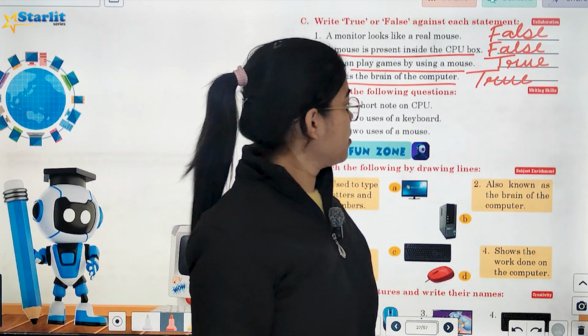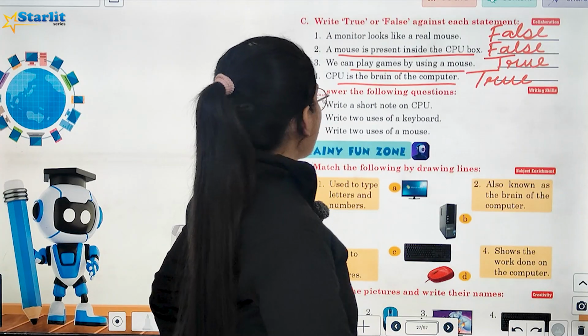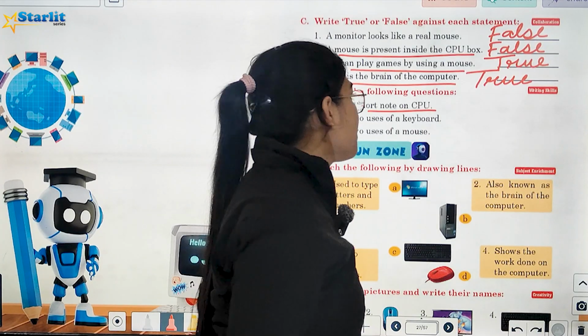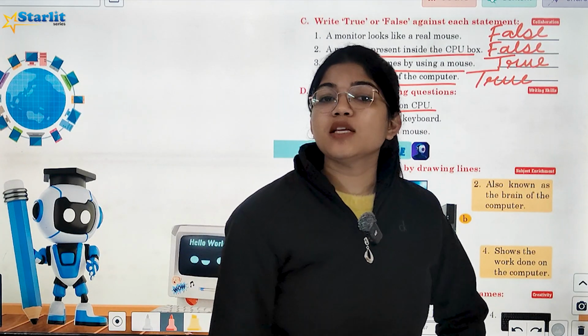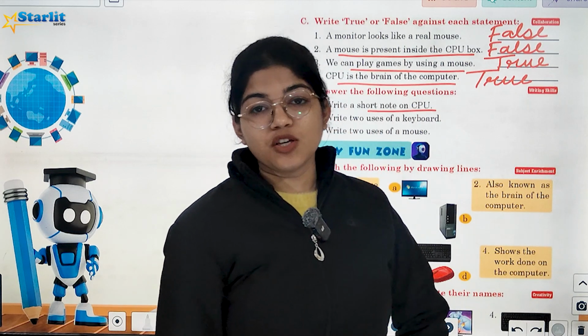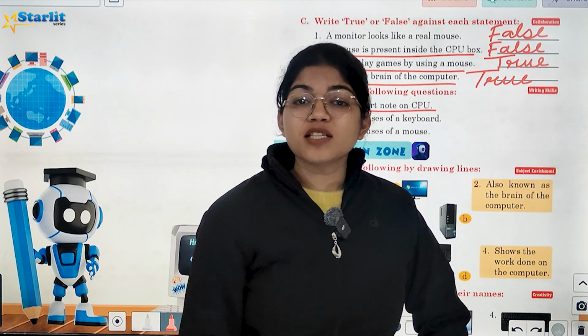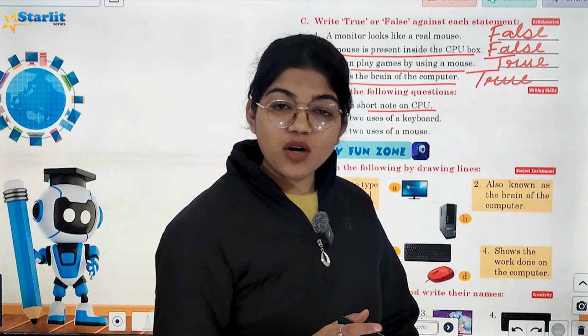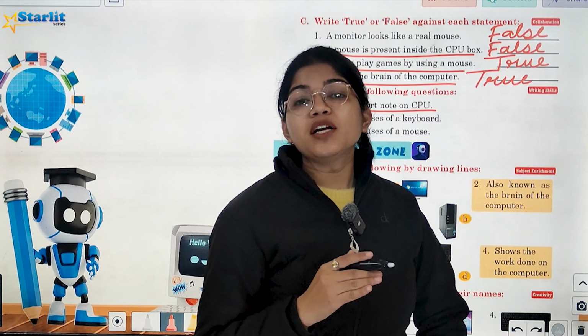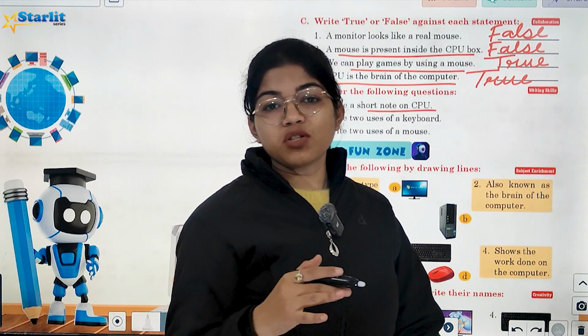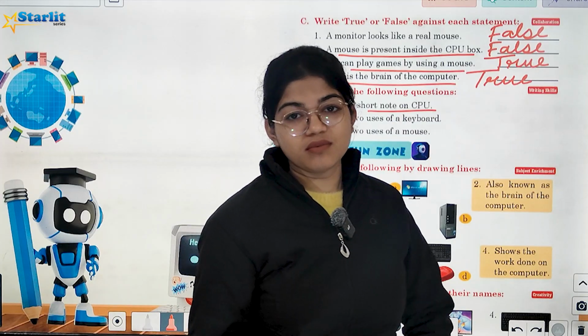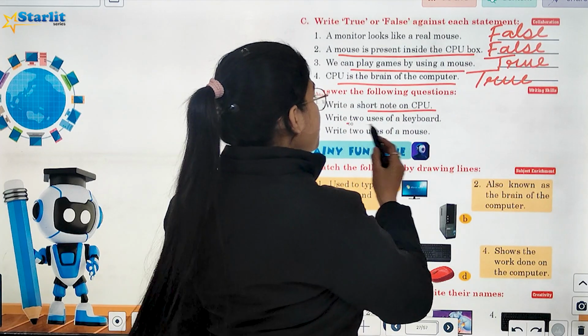Next, answer the following question. The very first question is write a short note on CPU. CPU के ऊपर short note लिखना है. तो CPU क्या है? CPU stands for Central Processing Unit. It is known as brain of the computer. Right? It is present inside the CPU box, and mainly it controls all the work which is done by the computer.